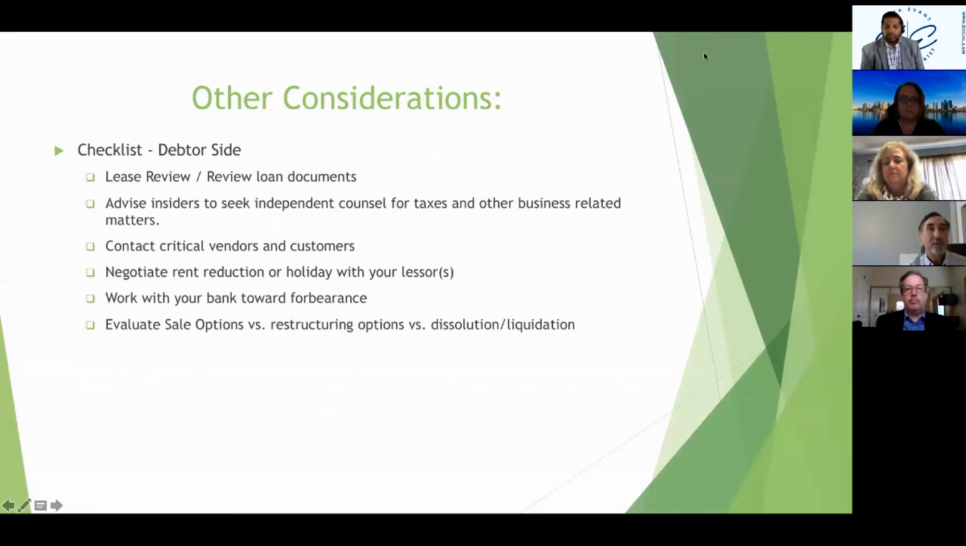And working with your vendors and your customers, your upstream and downstream clientele and vendors. Understand if there's rent reduction or forbearance provisions in your lease or with your lender. And the big ticket item is communication. You really need to have an open dialogue with your lenders, with your landlords, with your vendors, with your customers, because everyone's on the same page. And I think to me, the key word here for other considerations is ongoing communication with the industry people. And moving finally to the last slide for other considerations.